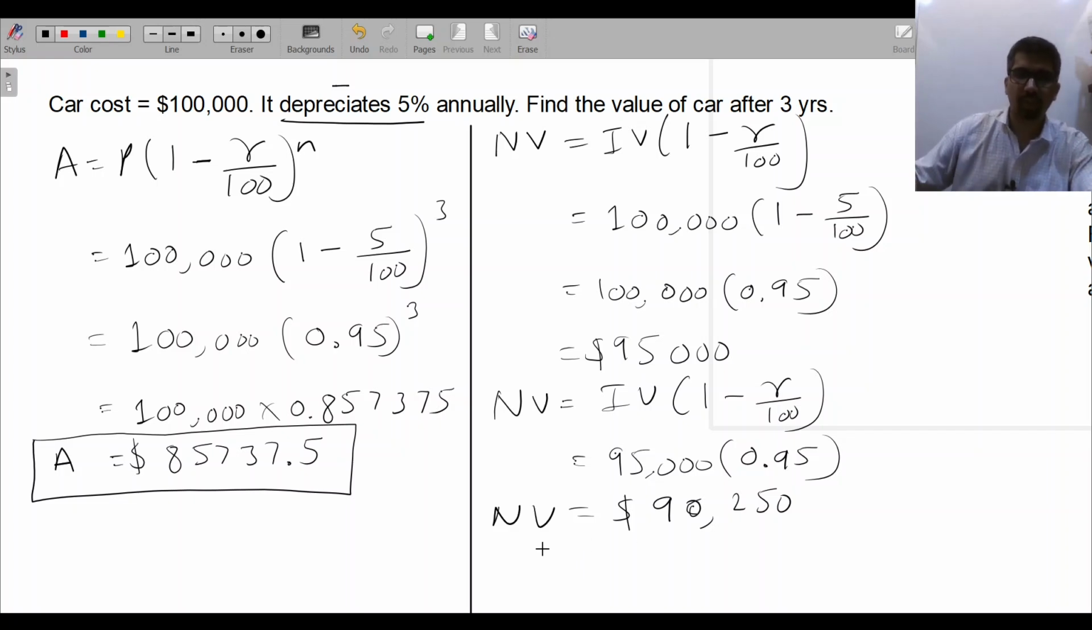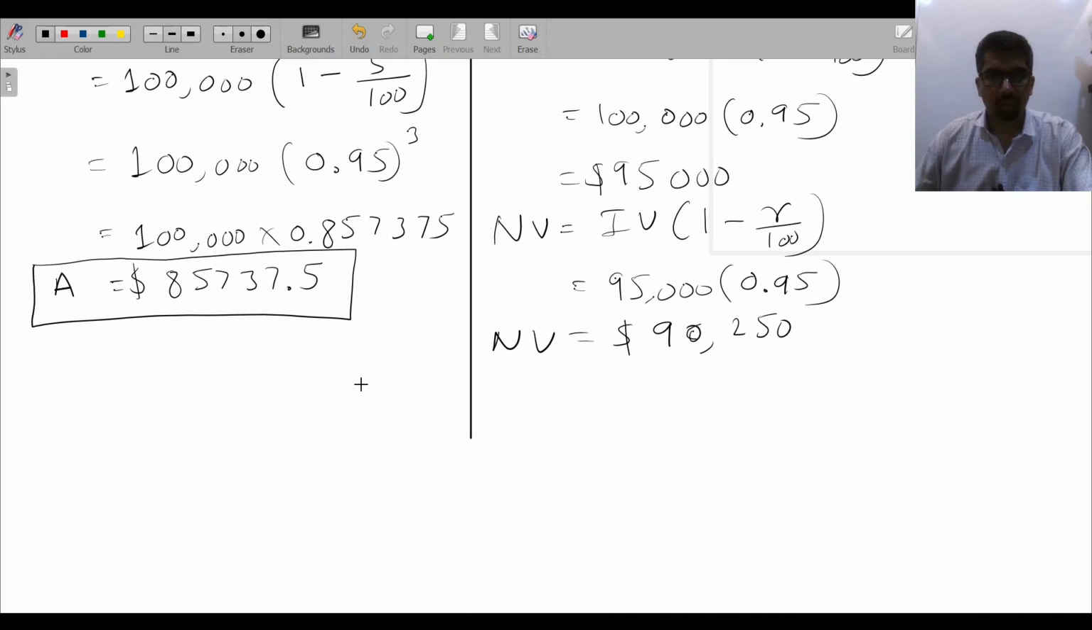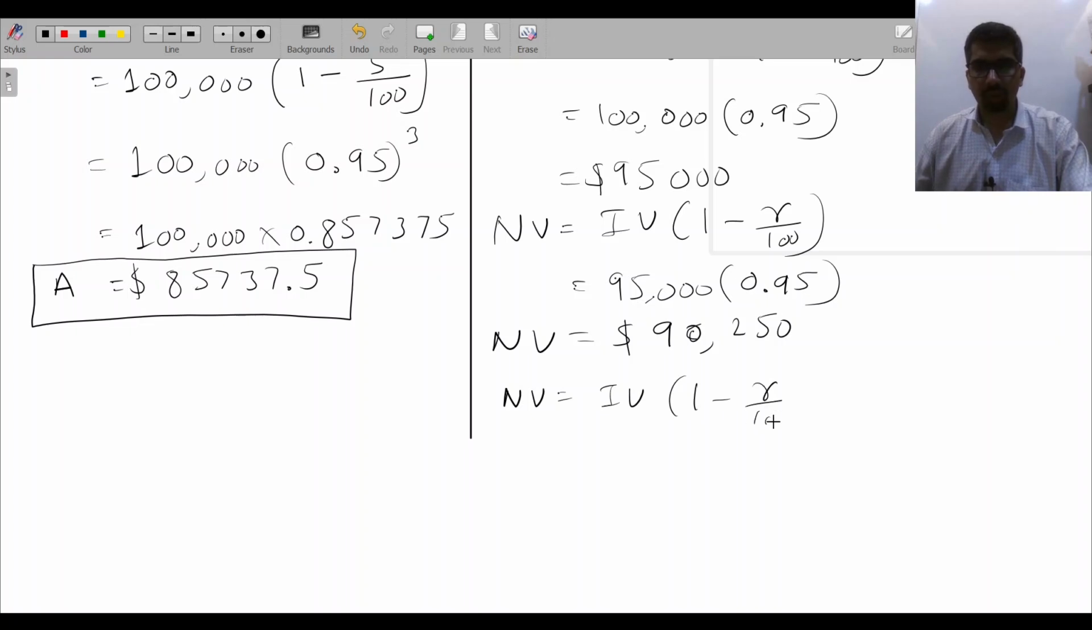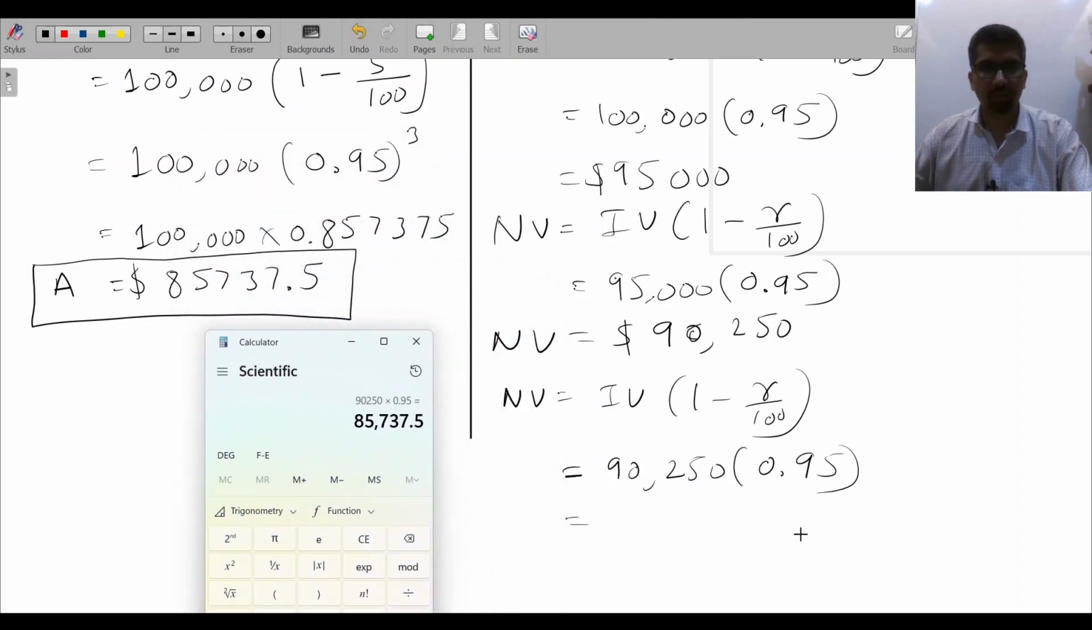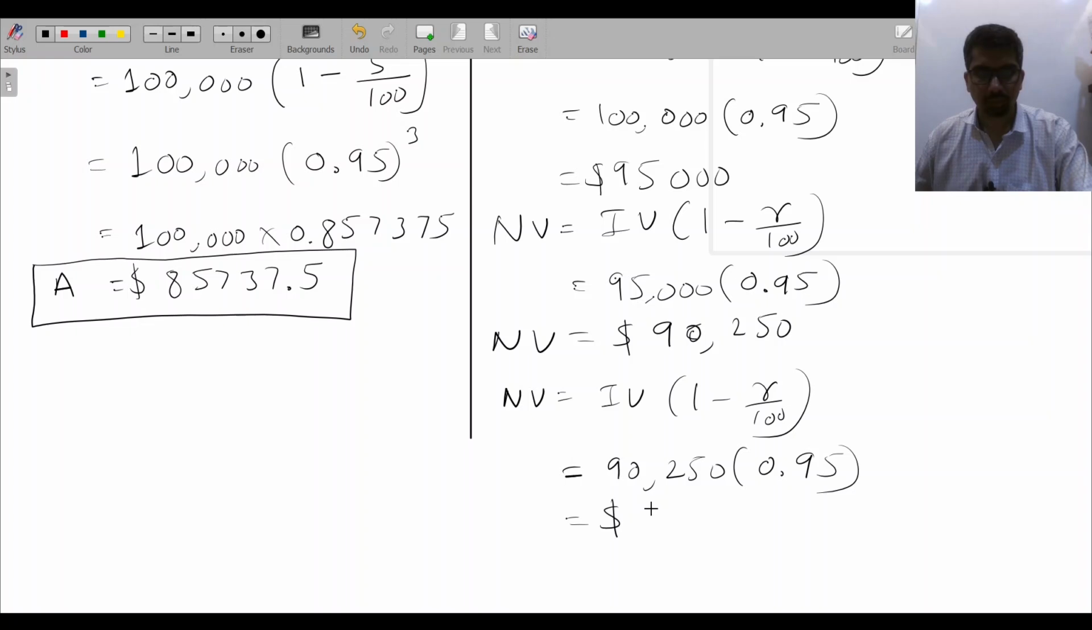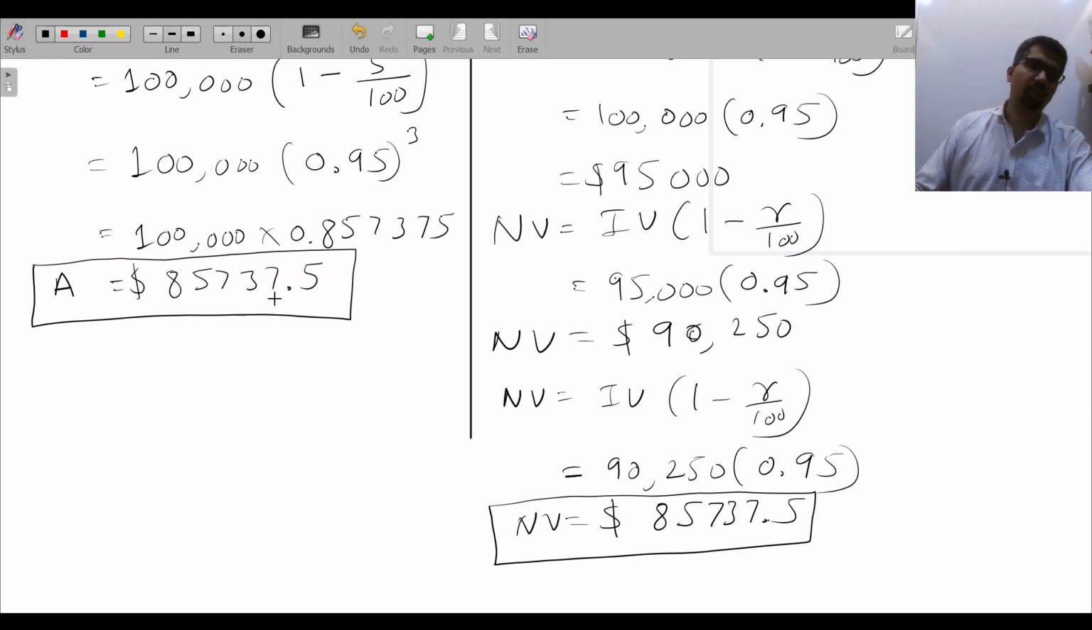Now we'll find the value of car at the end of third year. So formula will remain same. NV equal to IV into (1 minus r upon 100). Initial value will be this 90,250. I will directly do 0.95 into 0.95. Get the same value. Yes, it is same value. It should be same value. So this is step by step and this is direct formula.